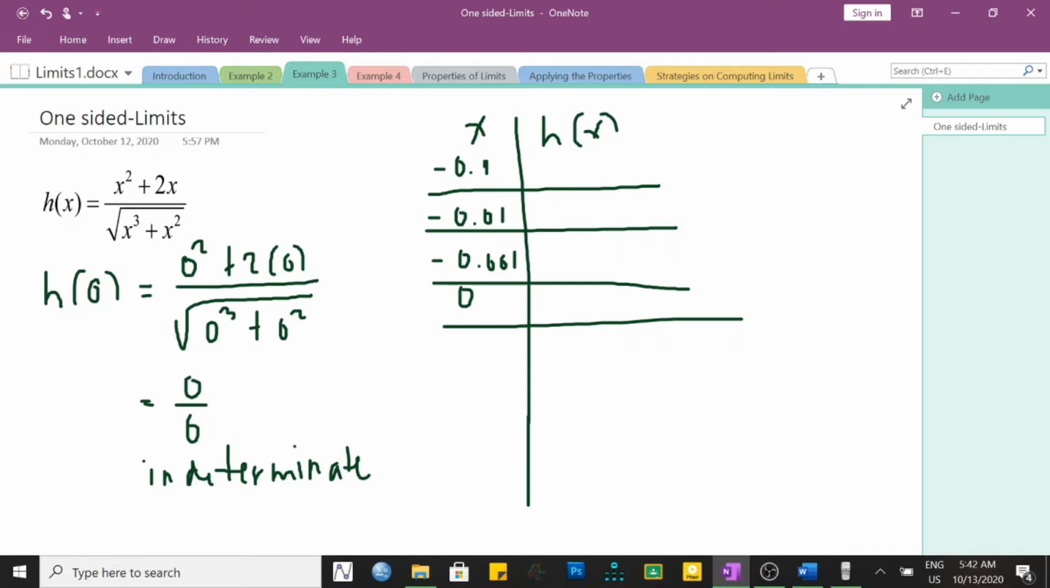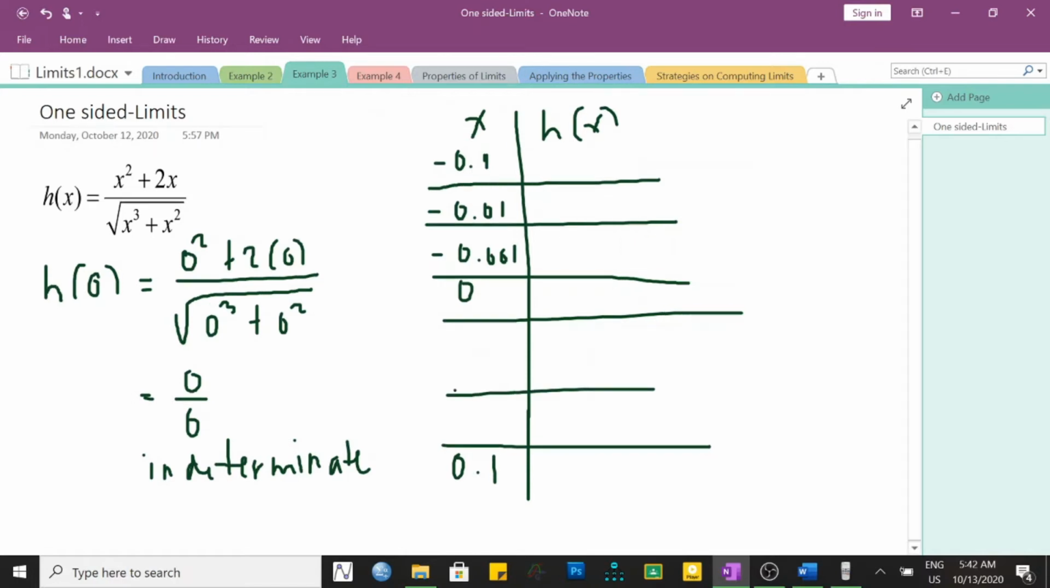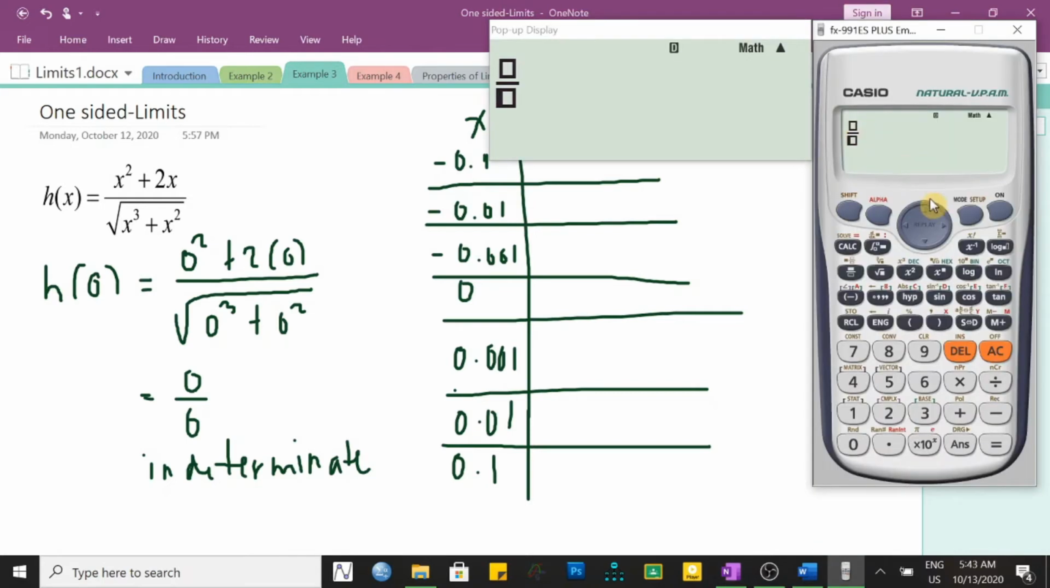So let us start with 0.1 maybe. This is a number close to 0 from its right. And then we have 0.01, 0.001. Let us identify the values using our calculator. Let us first encode our numerator. Our numerator is x squared plus 2x. And our denominator is square root of x cubed plus x squared. Okay, there we have it.